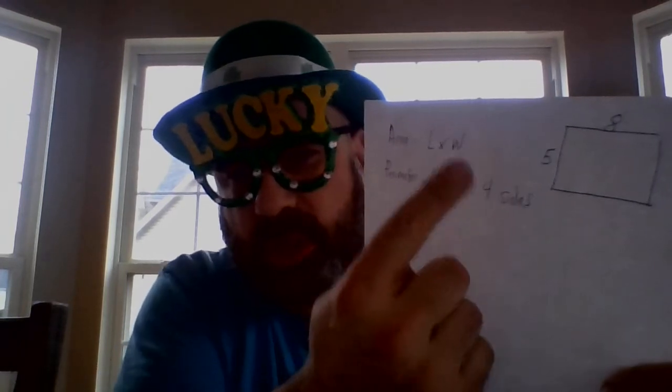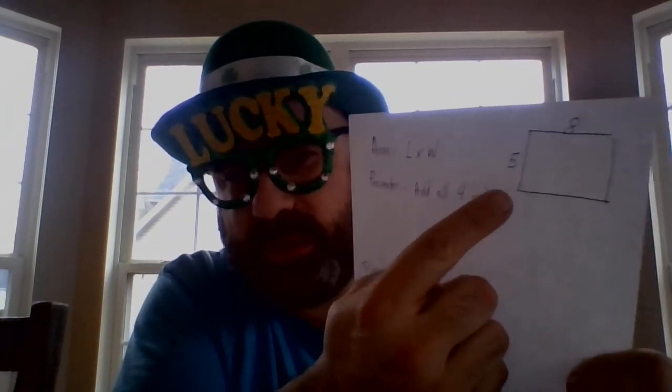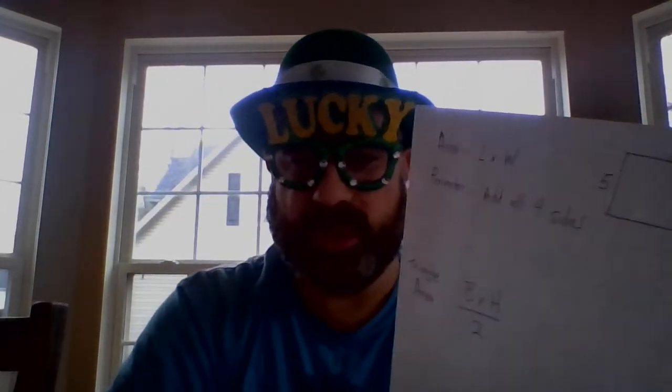So on your first worksheet, column 1, perimeter. Add all four sides, so 8, 8, 5, and 5, and then your answer will be in centimeters. And then area, which will be length times width. On this particular one is 40, and your answer needs to be in centimeters squared.